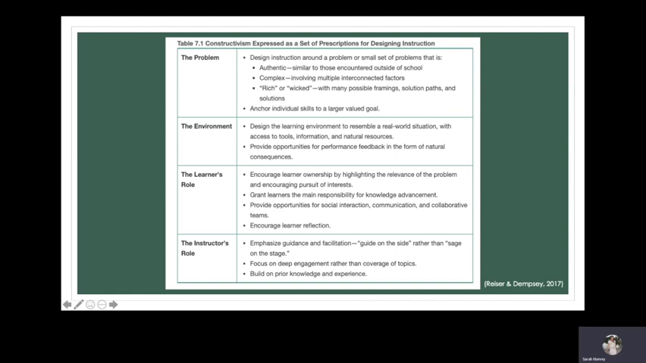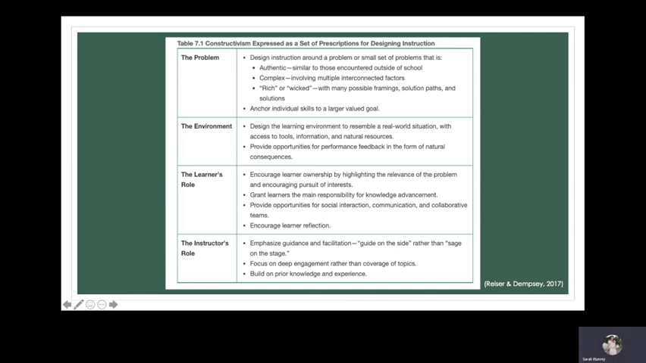That is where we are working towards engaging students in the content. And we also want to grant learners the main responsibility for knowledge advancement. So we're placing that responsibility in the students' hands through problem-solving techniques, providing opportunities for social interaction, communication, and collaborative teams, and encouraging learner reflection. Because even if students fail, they can still grow and learn through that experience and ultimately become successful through those failures. And on the flip side, we have the instructor's role.